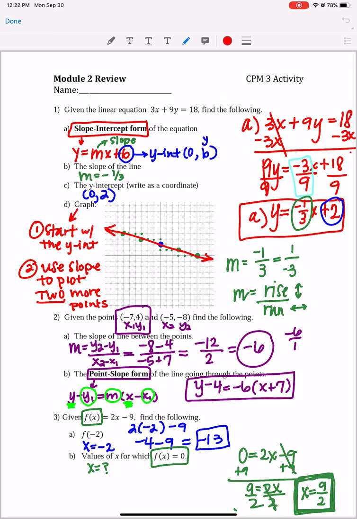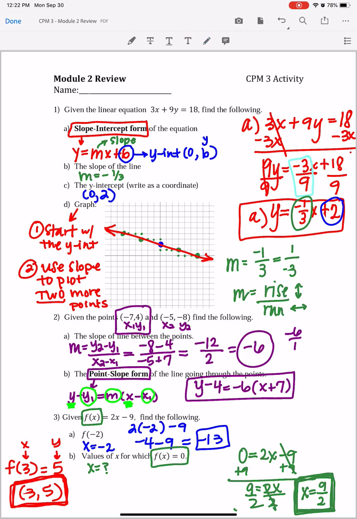One of the most missed questions is, if they tell you f of 3 equals 5, what is the ordered pair? This is your x, this is your y, so your ordered pair is simply (3, 5). That goes along with function notation, so keep that in mind. You'll have a test question that asks, what is the corresponding ordered pair of this? And it's like the most missed question.